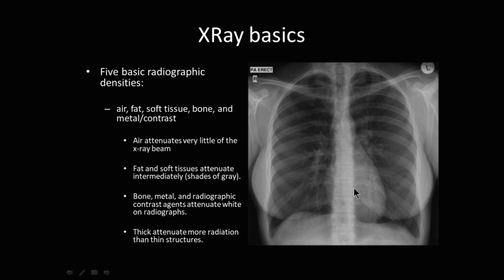Bone, metal, and radiographic contrast attenuate white on radiographs, so you can see that most particularly here in the vertebrae, they absorb most of the x-ray beam that comes in or diffracts it back, and that allows it to look more white. And then thick versus thin structures. So if you compare the rib versus the vertebrae, the rib is relatively thin compared to the vertebrae. So if you look, the vertebrae is more white, the ribs are more gray.